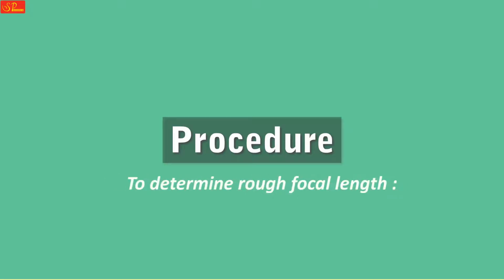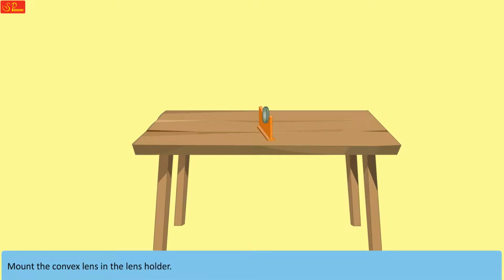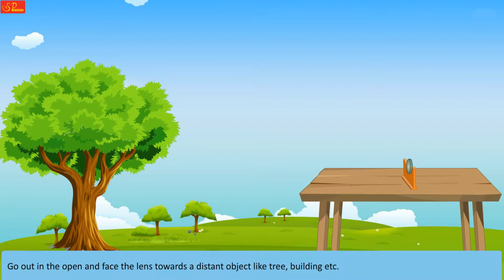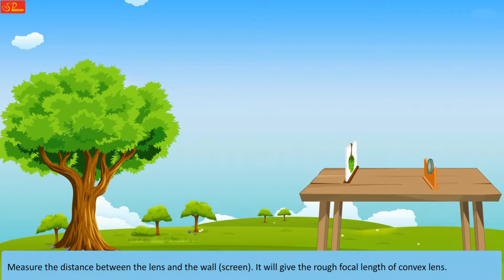Procedure: to determine rough focal length, place the optical bench on a table and using the spirit level make it horizontal with the help of leveling screws at the base. Mount the convex lens in the lens holder. Go out in the open and face the lens towards a distant object like a tree, building, etc. Obtain the image of the tree or the building on a painted white wall screen and move the lens forward and backward to get a sharp image on the wall. Measure the distance between the lens and the wall screen. It will give the rough focal length of the convex lens.